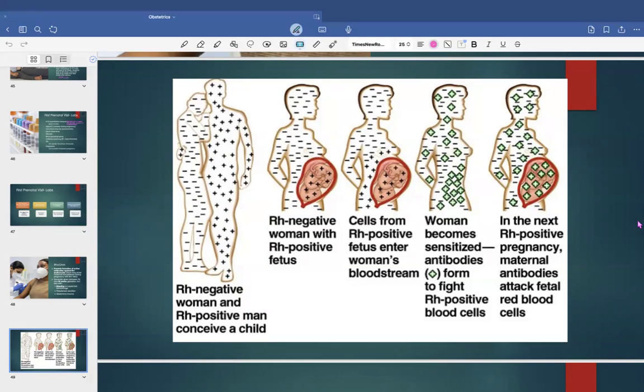So Rh incompatibility happens when there's an Rh negative mom and an Rh positive baby. It can lead to complications if the antibodies attack those red blood cells in the next pregnancy. So we're giving RhoGAM at 26 weeks, post-birth, and anytime there is suspected bleeding or hemorrhage.